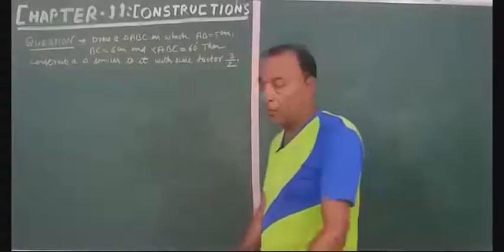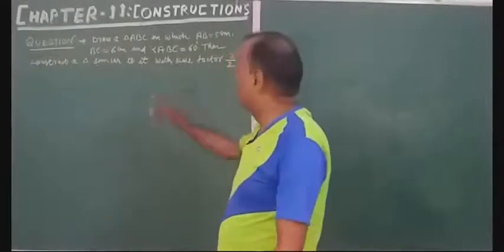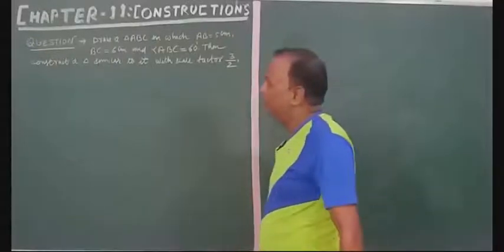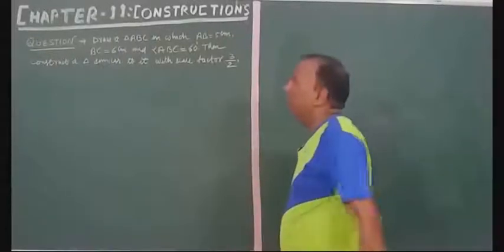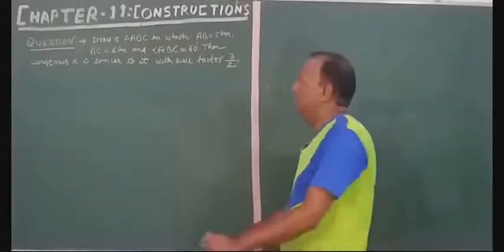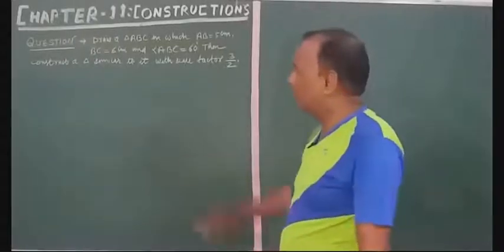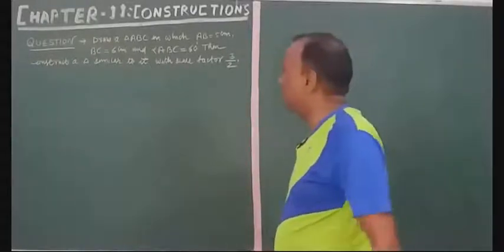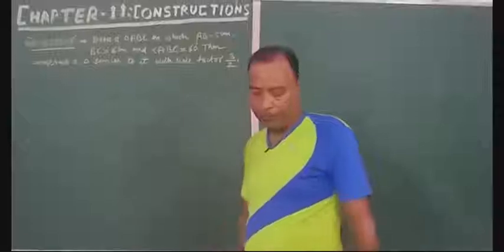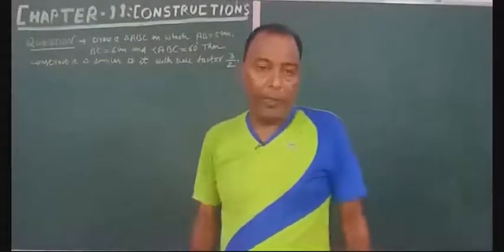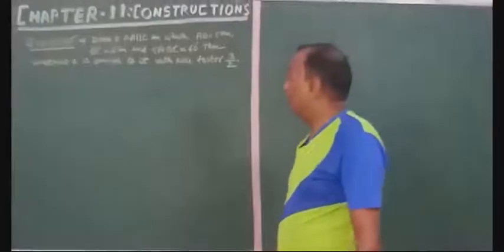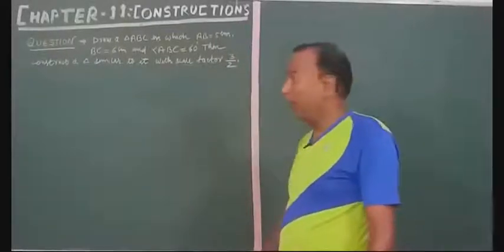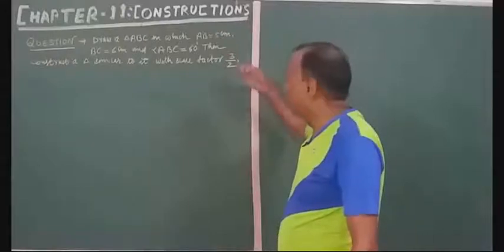Now, this is the next question. Draw a triangle ABC in which AB is equal to 5 centimeter, BC is equal to 6 centimeter, and angle ABC is 60 degree. Then construct a triangle similar to it with a scale factor 3 upon 2. Just look at the previous question. The scale factor was 2 upon 3 and here the scale factor is 3 upon 2.